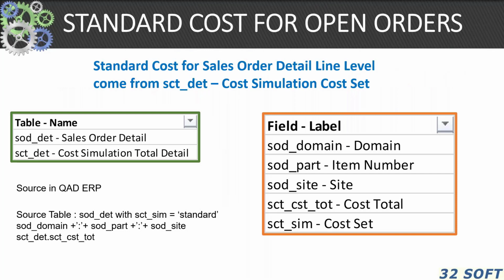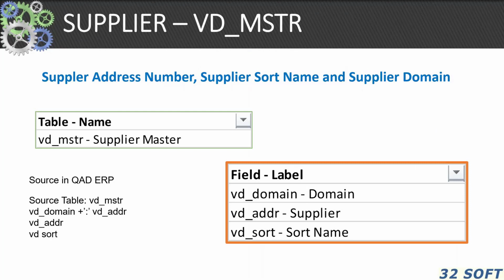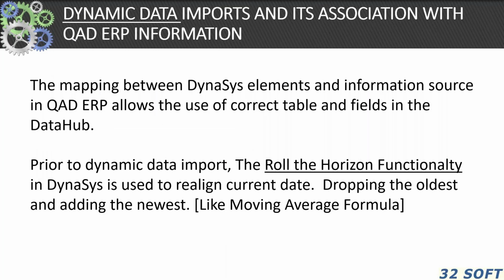The standard cost for open sales order detail come from the cost simulation set detail for items, domain, site, cost total, and cost set. And supplier data comes from QED's VD master for supplier address, supplier sort name, and supplier domain. The dynamic mapping between Dynasis elements and the information source in QED allows for the correct usage of all tables in the data hub.